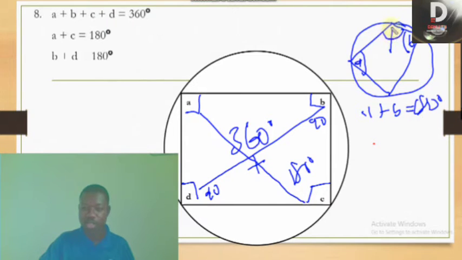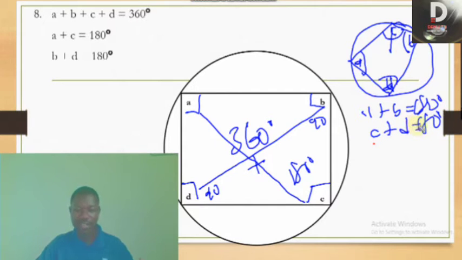So maybe C and what? D. So angle C plus angle D must give you what? 180 degrees. It's so simple. And the 4 of them, A, B, C, D, must give you 360. This is a cyclic quadrilateral. So it's not always regular like you are seeing the rectangle or the square.